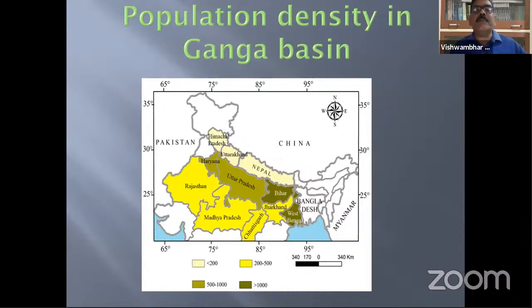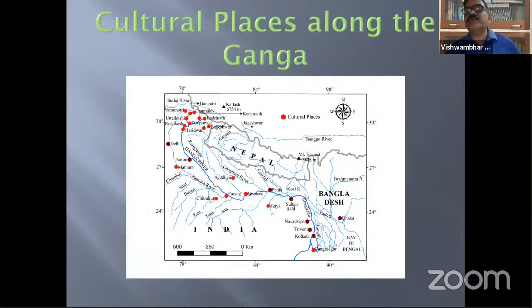So if you see the population density along the Ganga, it is highest in Bihar and West Bengal, where the population living along the Ganga is more than 1,000 persons per square kilometer. Then it is Uttar Pradesh and Haryana, 500 to 1,000 persons per square kilometer, and then it comes to 100 to 50 in Rajasthan, Madhya Pradesh, Chhattisgarh, and Jharkhand, and Nepal, Uttarakhand, and Himachal Pradesh. In the Ganga basin, population density is very less. It is less than 200 people living per square kilometer.